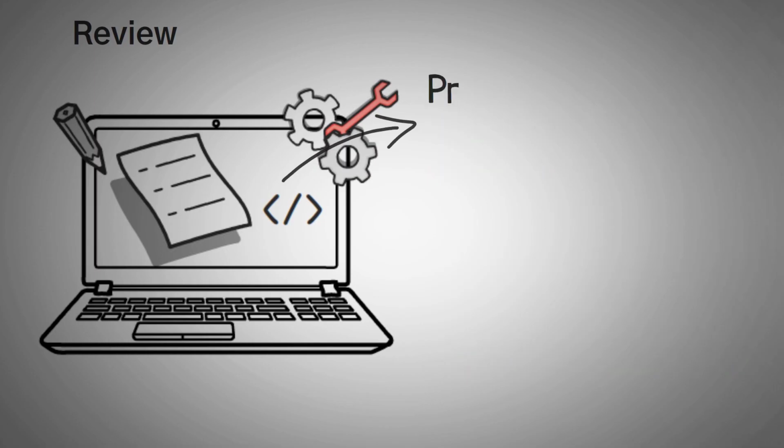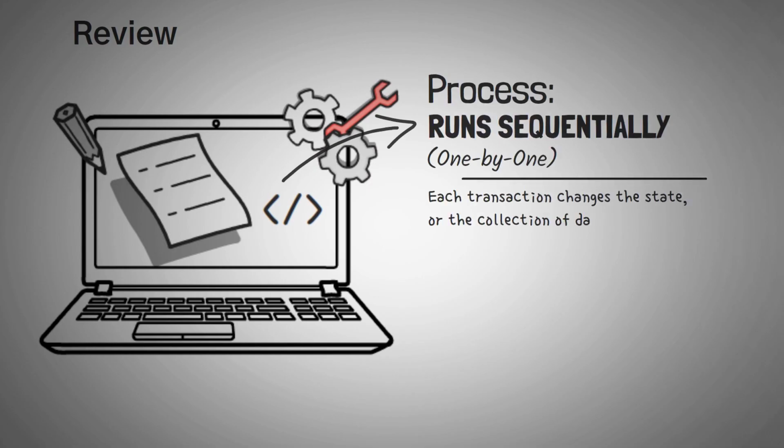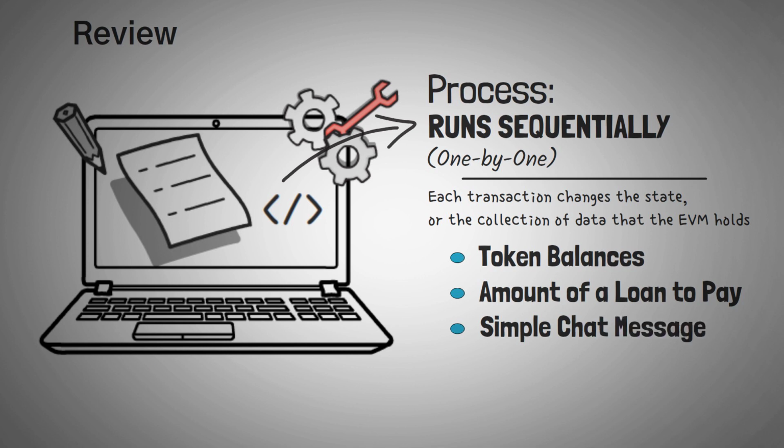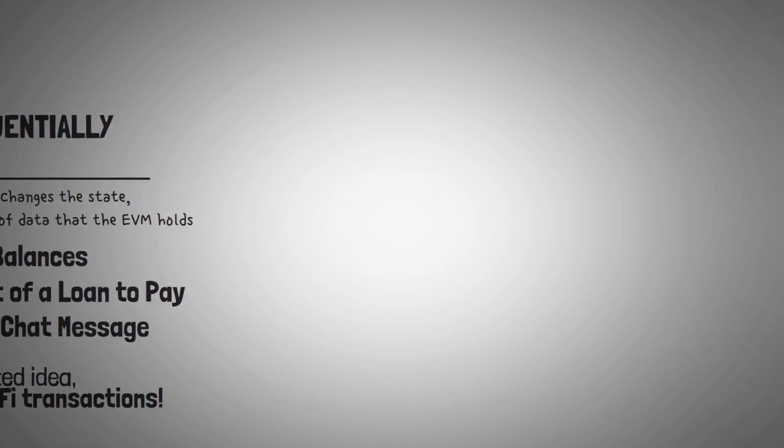Also, when transactions are submitted to be processed by the EVM, they are run sequentially, one by one, and each transaction changes the state, or the collection of data that the EVM holds. This data could be token balances, or maybe amounts of a loan to repay, or even a simple chat message. Overall, the EVM is made out to be a really sophisticated idea, but essentially, it's just a specialized computer that's designed to process DeFi transactions.